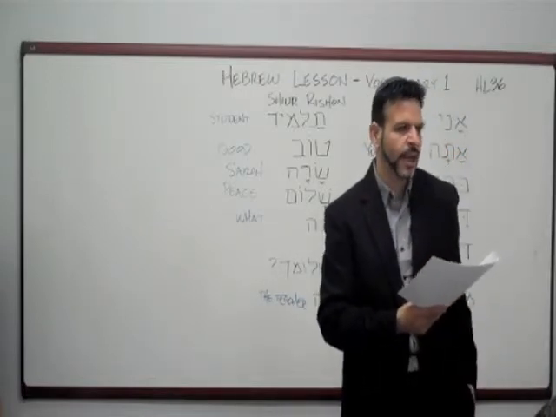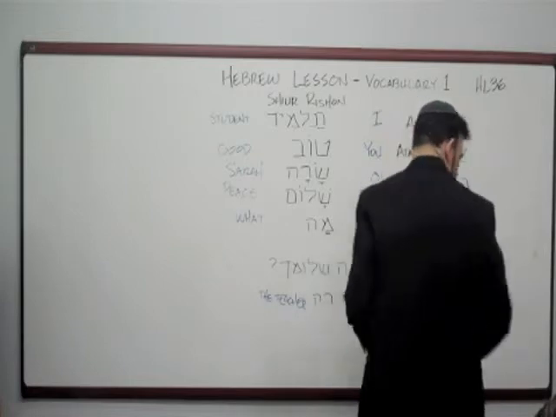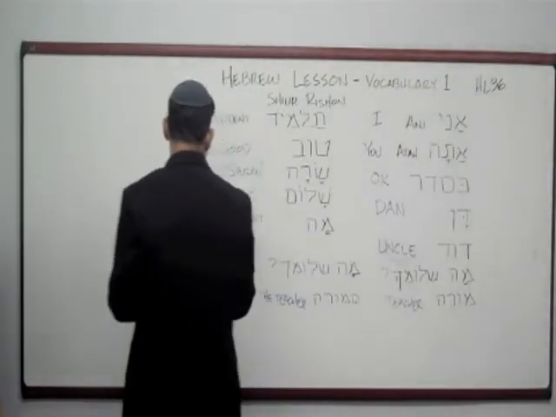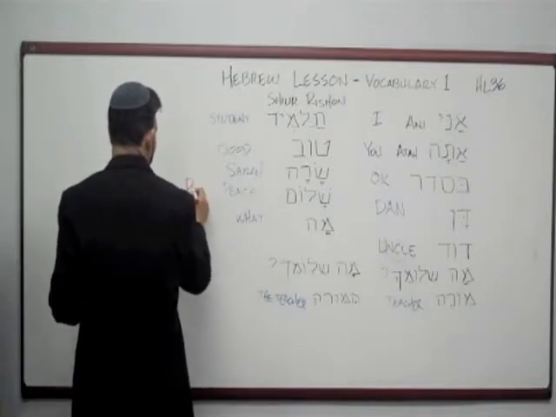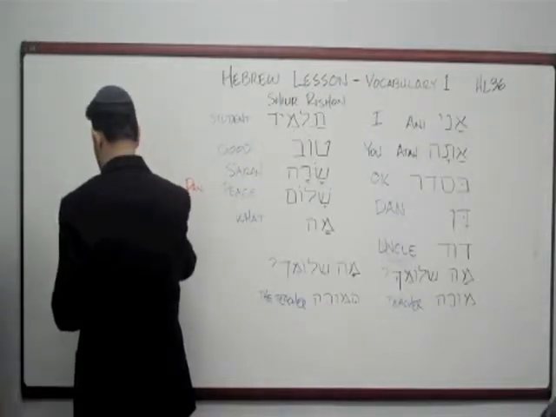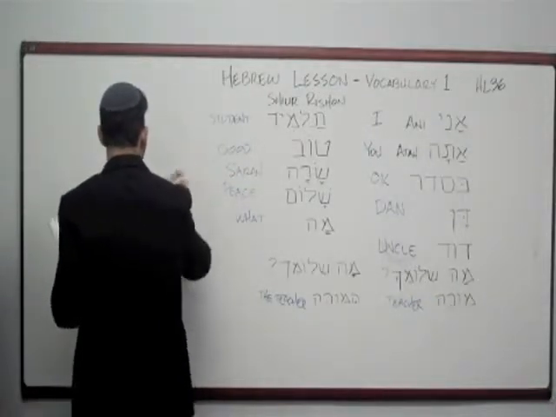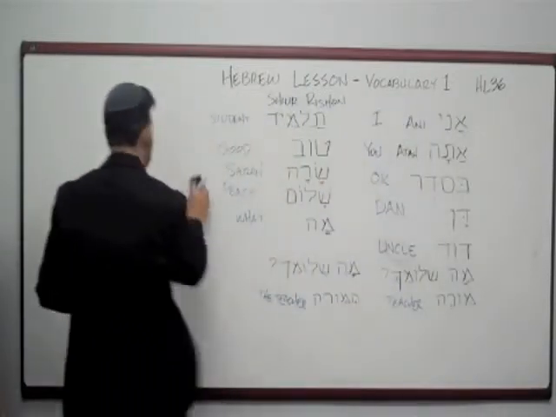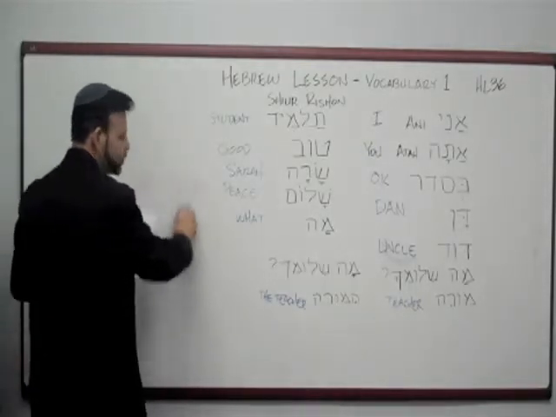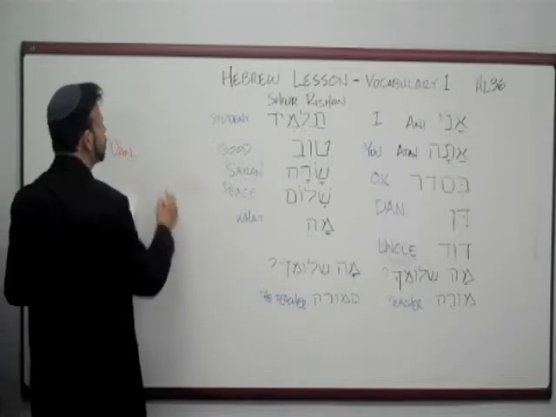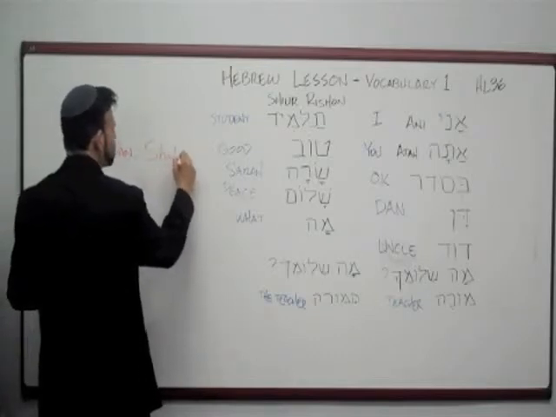So, S-H-A-L-O-M. I'll go ahead and write this in red right here. So I'm just going to put D for Dan. Okay, so we have here what? Well, I better write it the way you have on your paper. I don't want to confuse you even more. Okay, so we have Dan. What does Dan say? Shalom. You should know how to spell that by now.